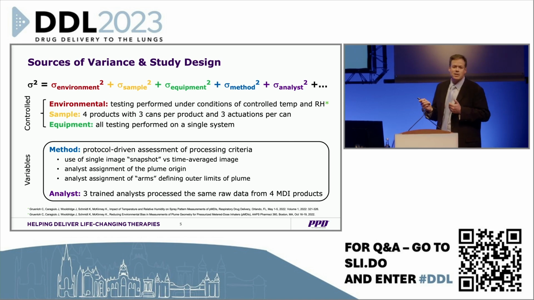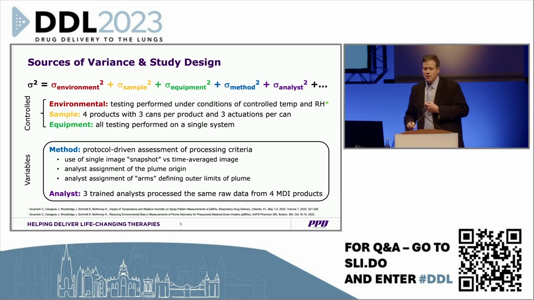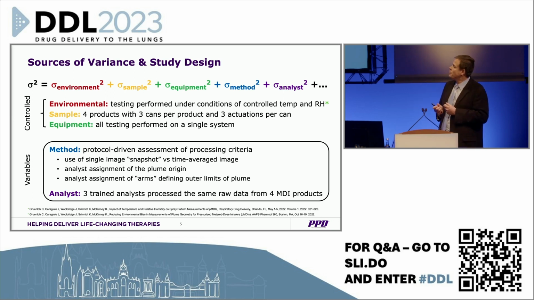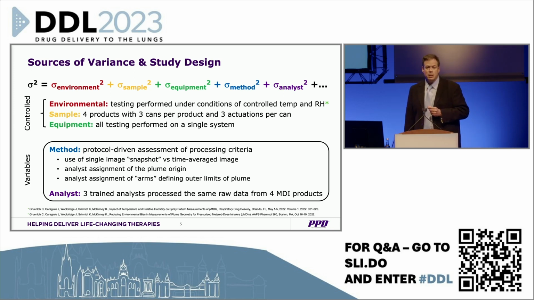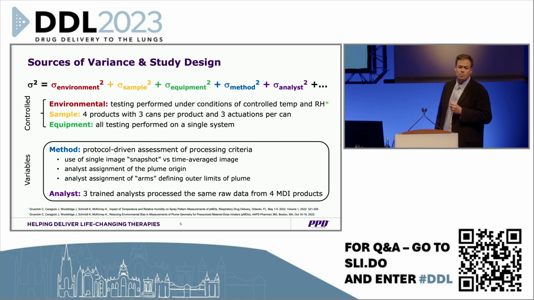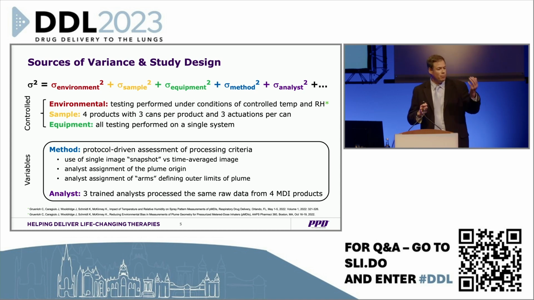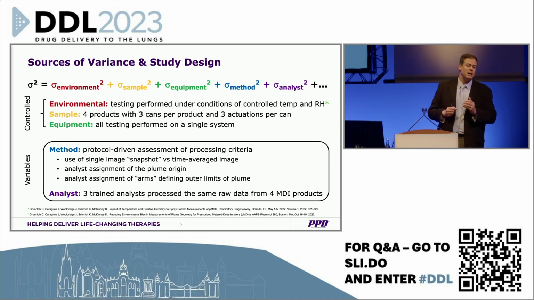Okay, now we're getting into the fun stuff. This is what we actively investigated and varied. We used a protocol-driven approach in which we assessed the use of single image versus a time-averaged approach. We looked at 2 different locations by which the origin may be assigned. And then thirdly, we looked at 2 different processes in which you can set those outer arms at that 6 centimeter distance. Finally, we gave 3 trained analysts the same data sets and said, go ahead and process these so that we could evaluate inter-analyst variability.